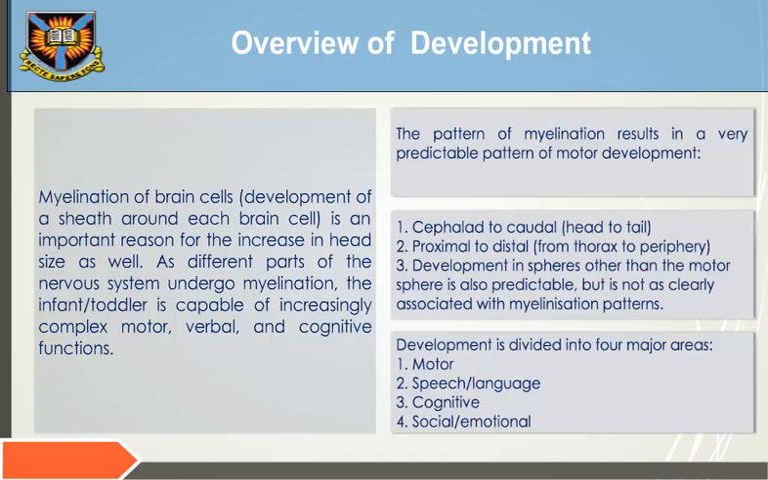The pattern of myelination results in a very predictable pattern of motor development. 1. Cephalad to caudal, head to tail. 2. Proximal to distal, from thorax to periphery. 3. Development in spheres other than the motor sphere is also predictable, but is not as clearly associated with myelination patterns. Development is divided into 4 major areas. 1. Motor. 2. Speech, language. 3. Cognitive. 4. Social, emotional.